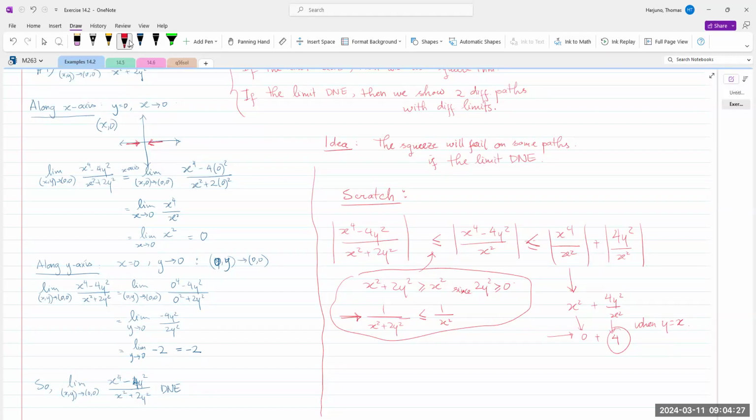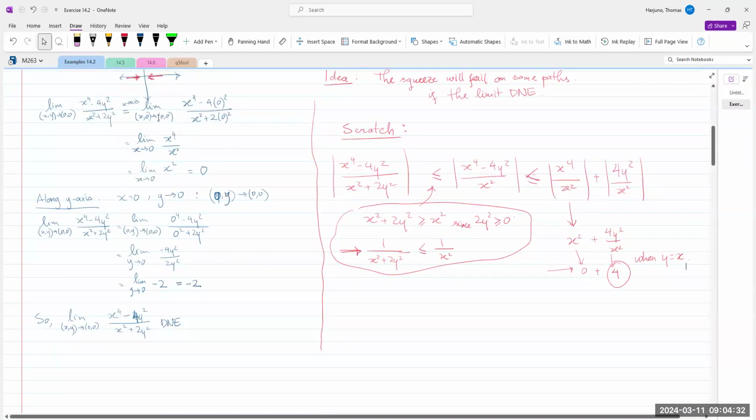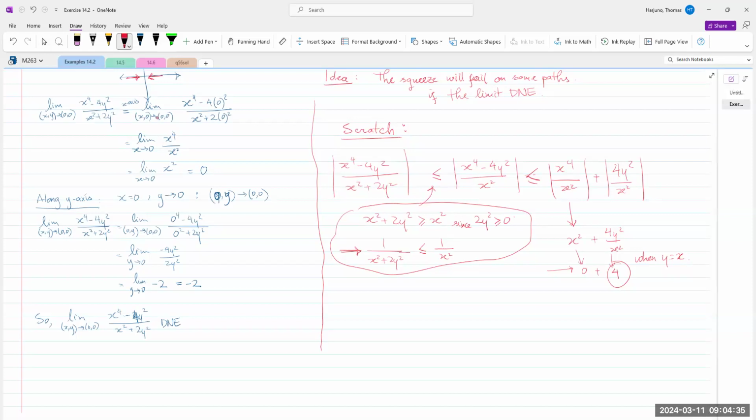Okay. In other words, if I set x equal to y, it may not work. We try to squeeze it. When x equals y, it doesn't work. Let's say the x to the fourth minus 4x squared over x squared plus 2x squared. That will give us x squared minus 4 over x squared times 3, right? You will see x squared minus 4 over 3. Now when this goes to 0, then we get the limit negative 4/3.